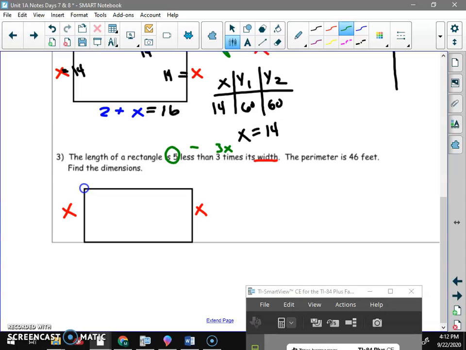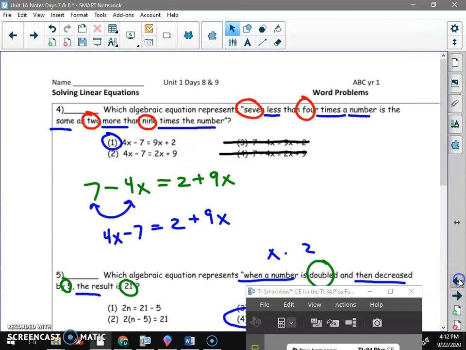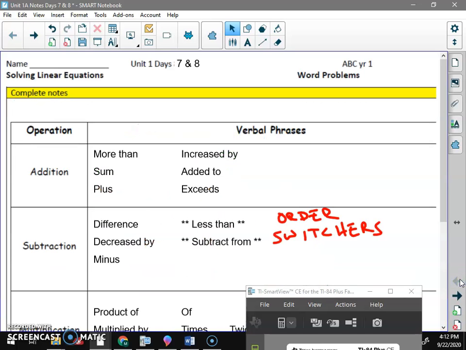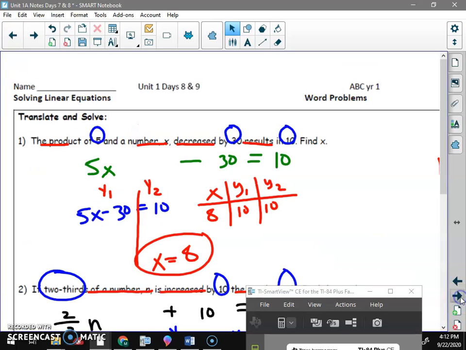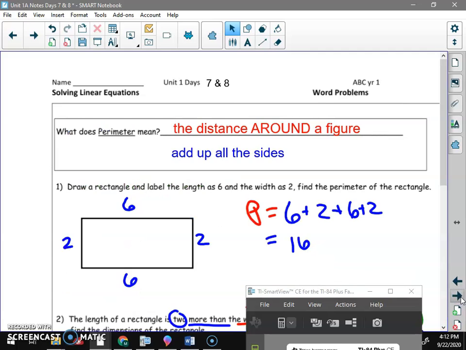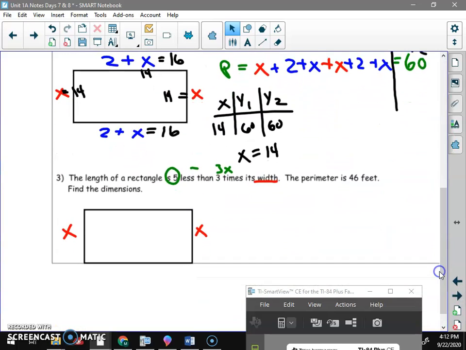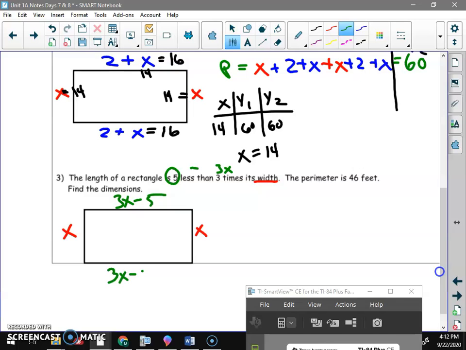5 minus 3x. But remember, from the very beginning of our last lesson, less than is an order switcher. So what we're going to label the top of that rectangle is not 5 minus 3x, it's 3x minus 5. And we're going to do the same thing on the bottom, 3x minus 5.